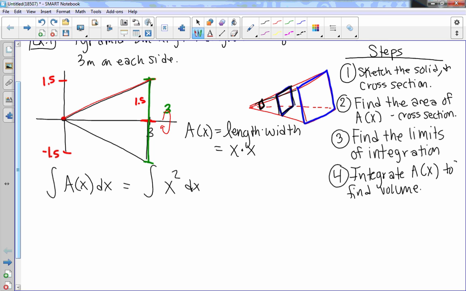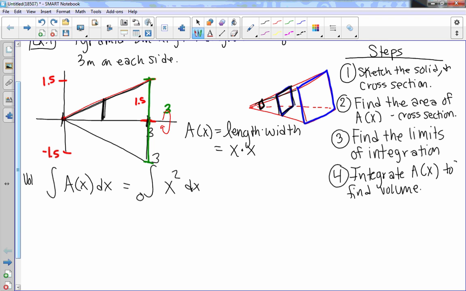Okay, now let's find the limits of integration. Since we're working around the x-axis, we can do it with respect to x, because you can see there's just one nice little line. We don't have to do it with respect to y like we did the other day. So we're looking at the axis. It goes from 0 to 3, right?